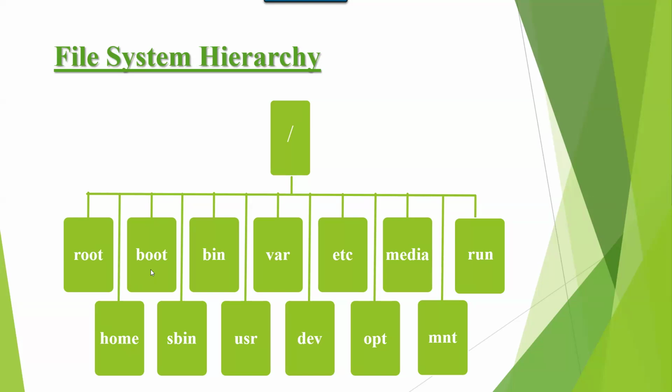Boot contains bootable files and the kernel. Kernel up to version 6 is stored under boot. sbin contains super user commands, the commands which can be executed by the super user. Those commands are stored under sbin. Bin contains normal user commands, the commands which can be executed by a normal user. Those commands are stored under bin. USR contains default applications, applications which come along with the operating system. Those applications are stored under USR.